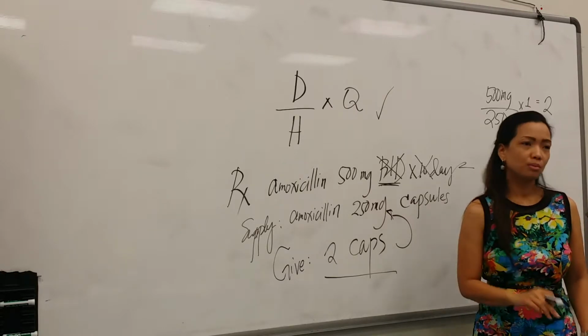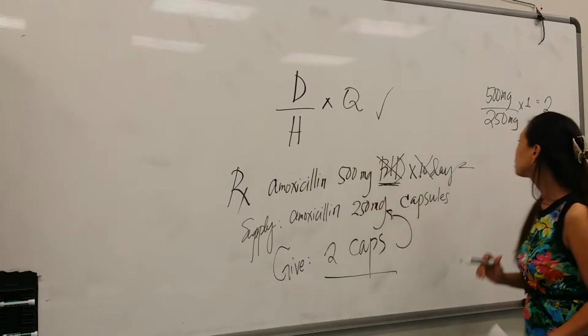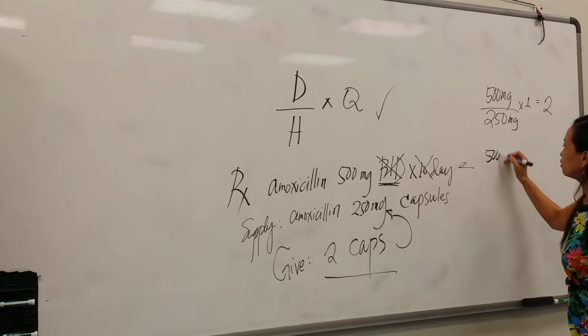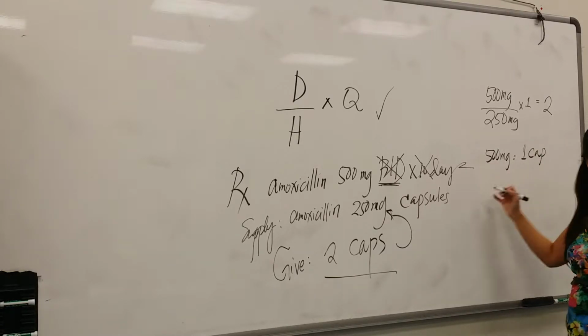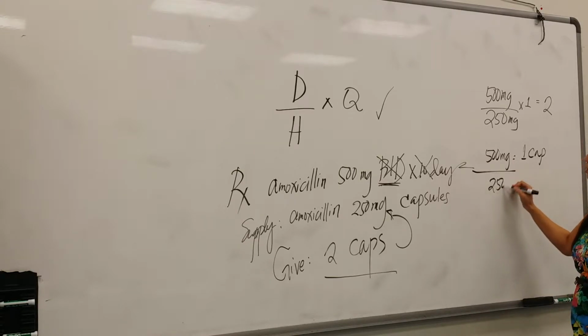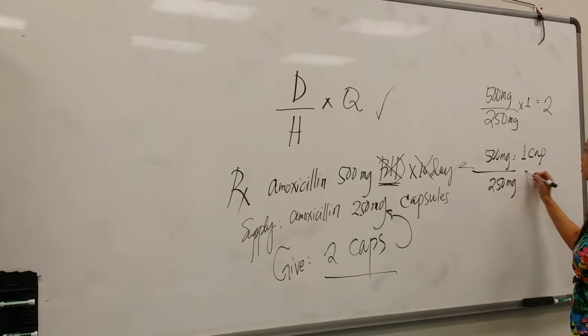This can be ratio and proportion. How does that work? Okay. 500 milligrams is to 1 capsule. Clear? As to 250 milligrams is to X caps. Do your cross multiplication. Clear? Okay.